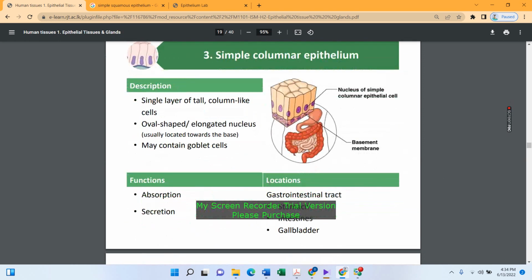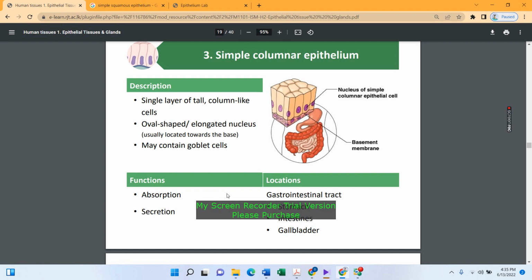And the simple columnar epithelium. Simple columnar epithelium is a single layer of tall column-like cells, with an oval-shaped, elongated nucleus. Many contain goblet cells. Usually, the nucleus is located towards the base of the cells, and they may contain goblet cells.